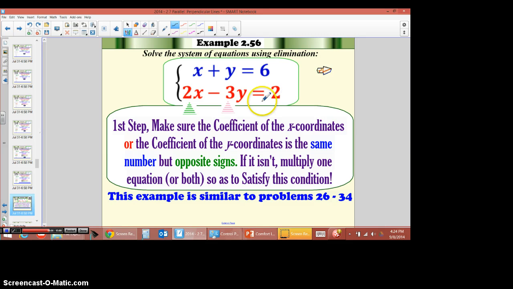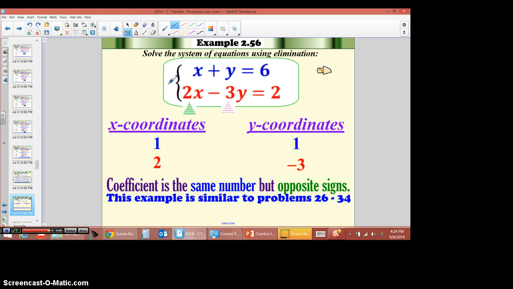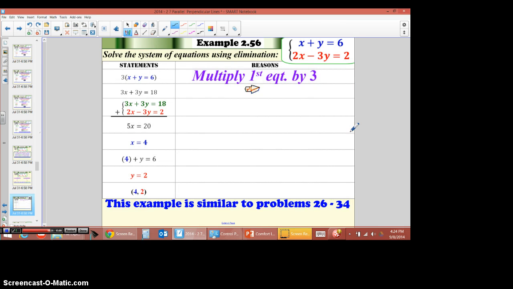See here? My equations don't automatically line up the way I want them to, so I have to manipulate them by multiplying the entire top equation or bottom equation by a certain number to make them work out. So right here, it'd be nice if I could get something really easy. I think that if I multiply the whole top equation by positive 3, then I will end up with negative 3y on the bottom and 3y on the top, and that's what I want.